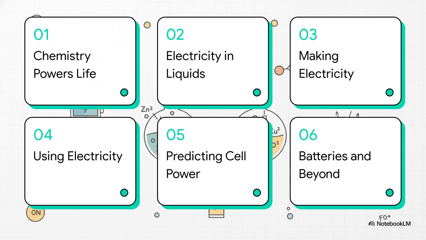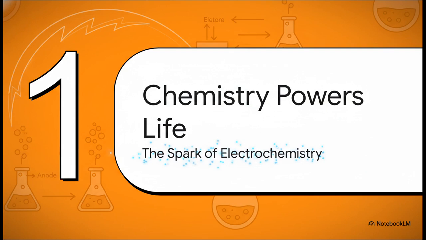Okay, so here's our game plan for today. First, we'll cover the basics. What even is electrochemistry? Then we'll look at how electricity can flow through a liquid. After that, we get to the fun stuff, making electricity with galvanic cells, and then using electricity with electrolytic cells. We'll even see how to produce a cell's power, and finally, we'll connect it all back to the batteries you use every single day. All right, let's kick things off.